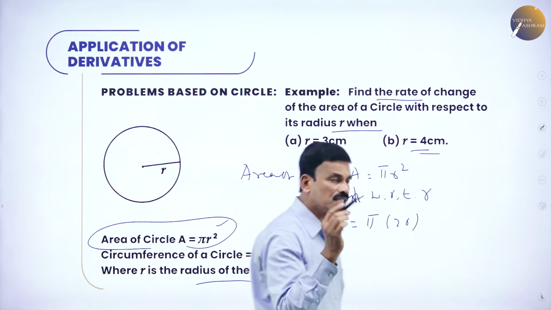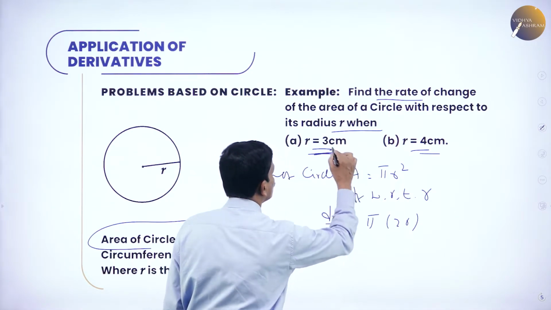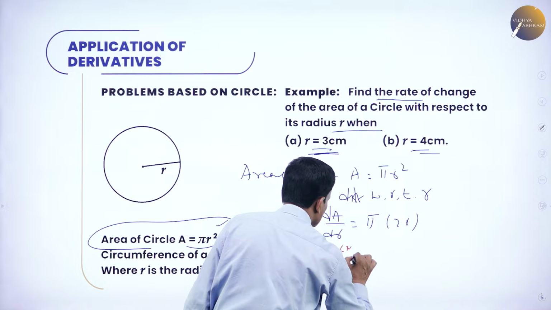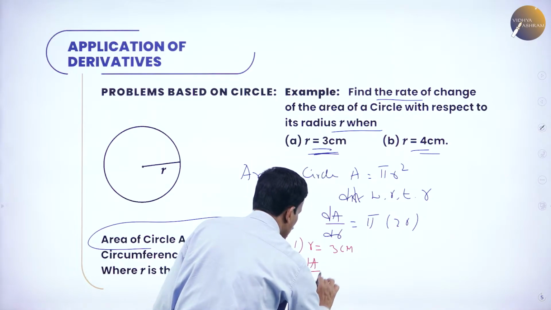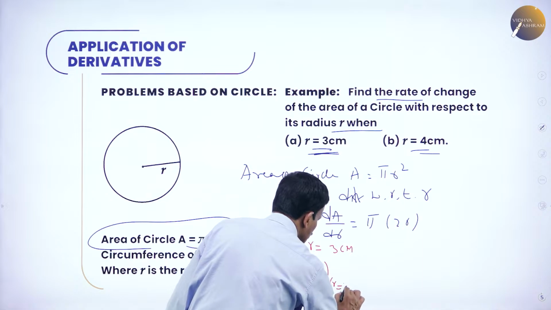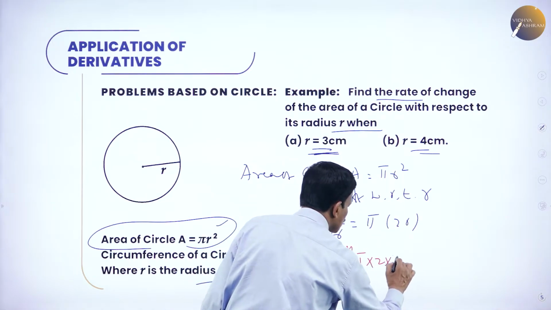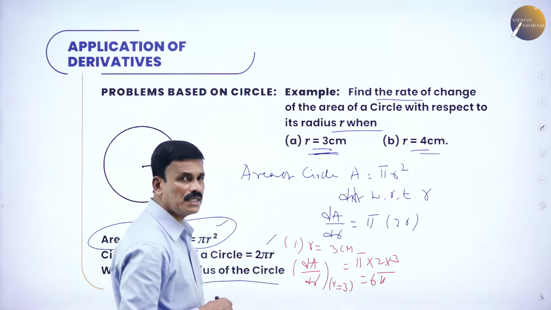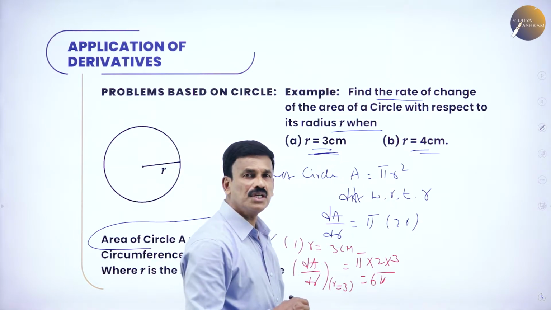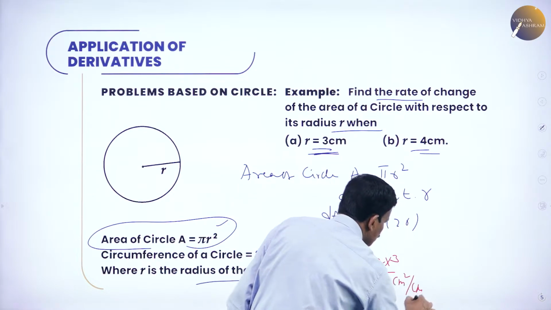Now first case, when r is equal to 3 centimeters, dA by dr at r is equal to 3 centimeters is pi into 2 into 3. That's equal to 6 pi. Now what is the unit? This is nothing but centimeter square per centimeter.